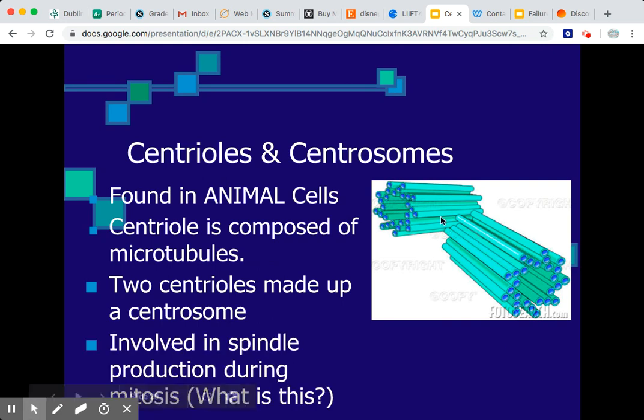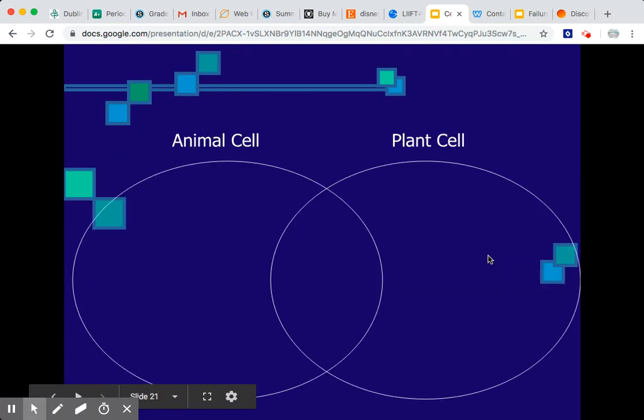Okay. These guys are involved in spindle production during mitosis, and try to jot down a note to yourself if you can remember what mitosis is. I know we've talked about it in the last couple of weeks a little bit, so I know that you remember. But go ahead and jot that down, and then we can talk about that in class. But these are involved in making spindles that are used during mitosis.